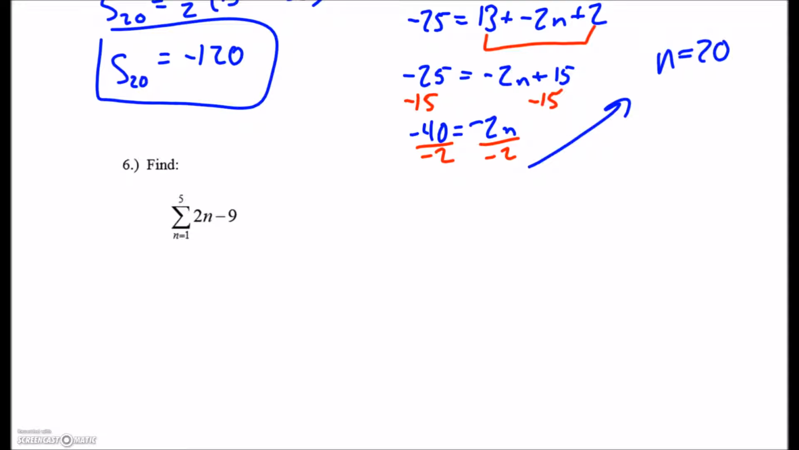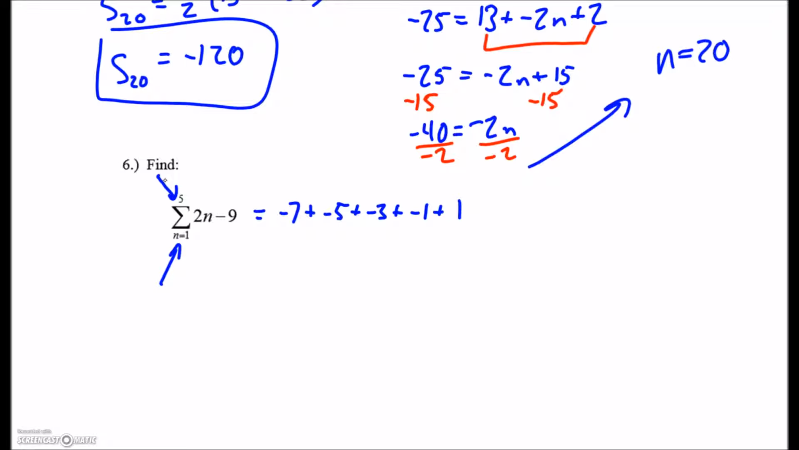So it's telling me to start down here with a 1, so I plug a 1 in first. So when I plug a 1 in, it looks like it gives me a negative 7. And then I plug a 2 in, that gives me a negative 5, and then a 3, it's a negative 3, a 4, and then when I plug a 5 in, it gives me a 1. And that's where I stop, and I stop there because there's a 5 up here. That tells me which n value to stop at.